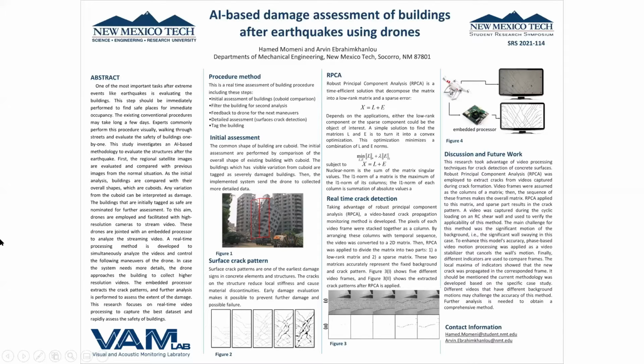For the first initial assessment, we compare the shape of the building to a cuboid. Any variation from a cuboid shows us there is extreme damage on the building. For the next step, we should order the drones to approach the nominated buildings more closely and collect more detailed data. One of the detailed data is the surface crack pattern on brittle structures like concrete.